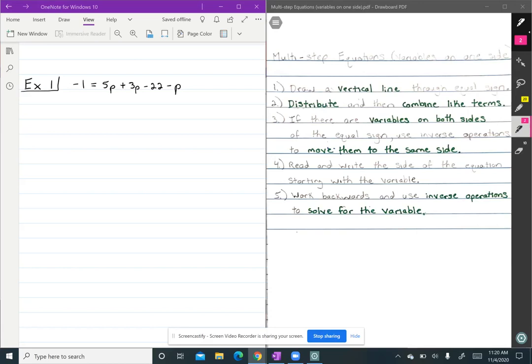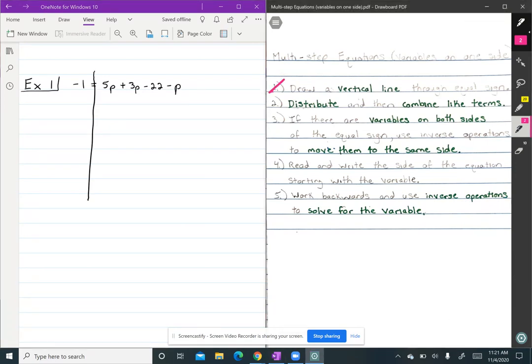In this video, I'm going to go over an example of solving multi-step equations with variables on one side. On your screen, you should see on the right-hand side, I have the steps listed out that we're going to follow. And then on the left-hand side is the example that we're going to complete. So the first step says draw a vertical line through our equal sign. So we're going to do that as usual. And then I will mark that step off.